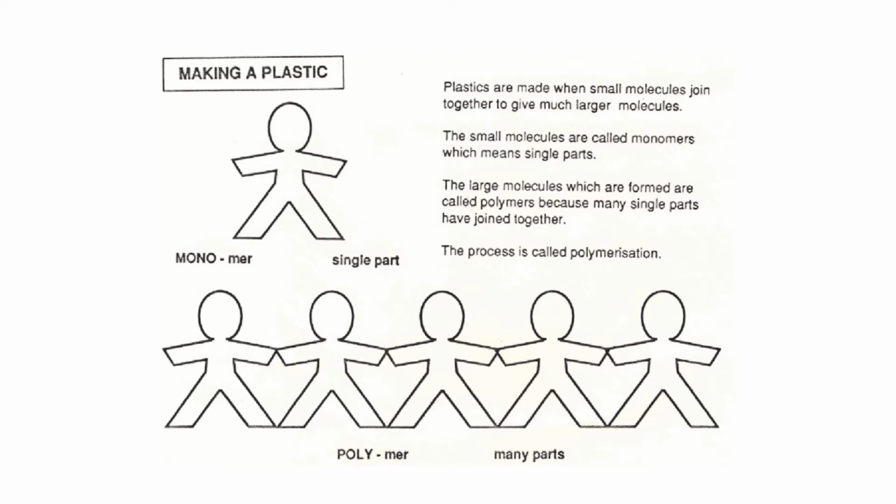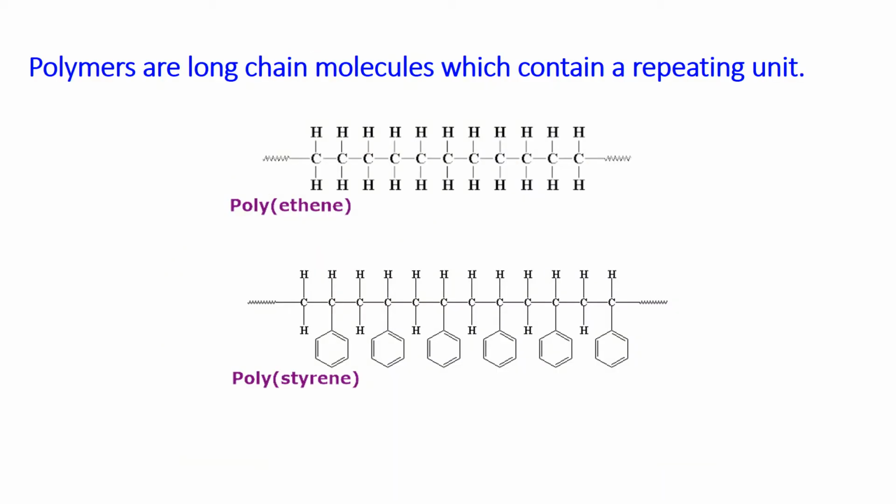Poly is a word for many. A polymer is many single parts joined together, so many parts all joined together. It's called polymerization. So when many monomers join together to form a polymer, what you get is these long chain molecules, and they contain a repeating unit, which we'll look at in a few slides.